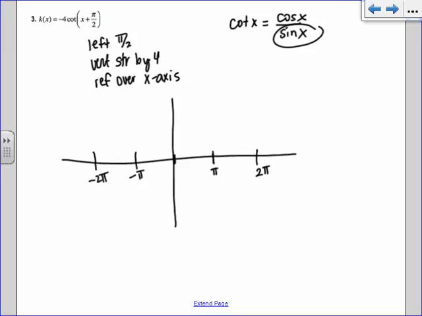Okay? So we're going to take that. That's where our normal asymptotes would be for cotangent. But we're moving left pi over 2. So that means instead of starting at 0, I'm going to move my asymptotes to the left pi over 2. Okay? So then I'm going to have asymptotes in between all of these integer multiples of pi.